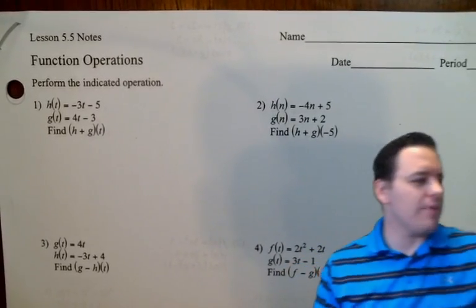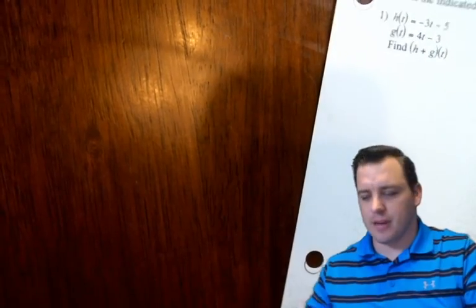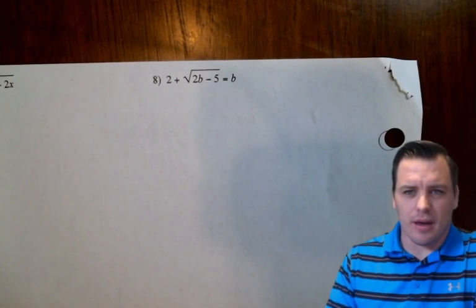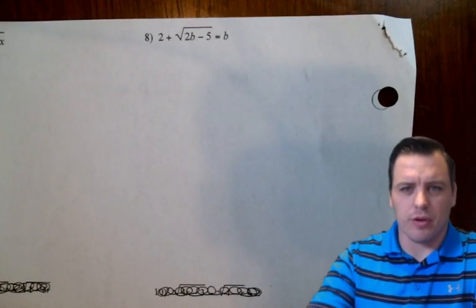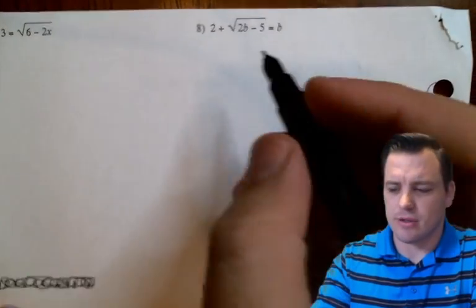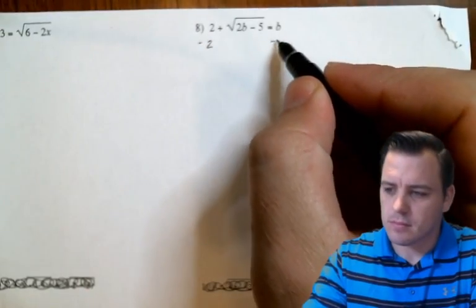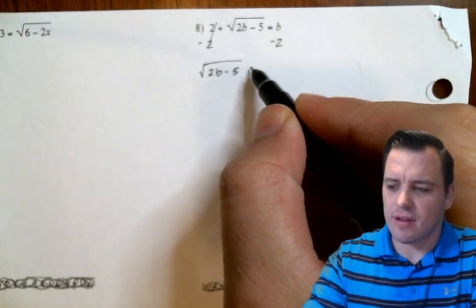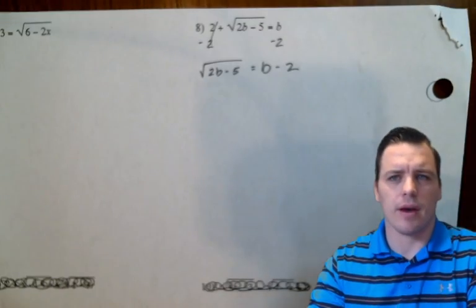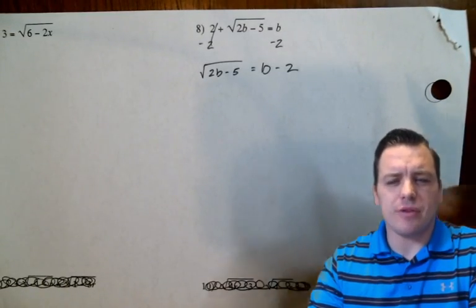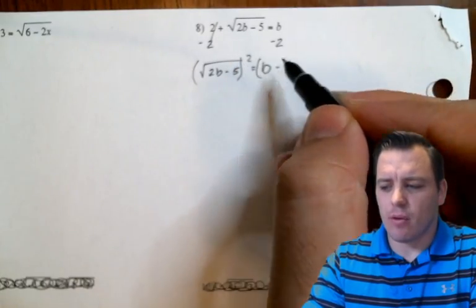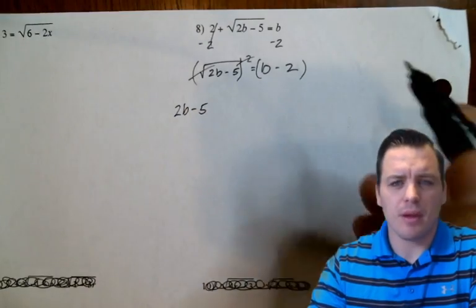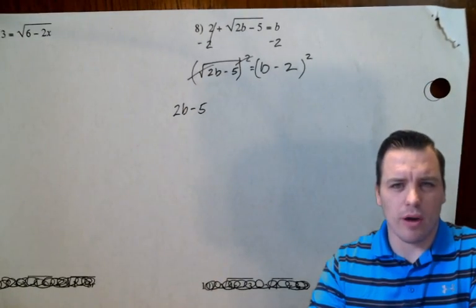Oh, Taylor with the late question coming in. All right, hold on. Let me answer Taylor's question about number 8. If we work that out, we would subtract 2 from both sides. That cancels, and I get the square root of 2b minus 5 equals b minus 2. Then I have to square both sides in order to cancel the square root and the square. Now I have 2b minus 5 over here, and then I have to square that side as well.